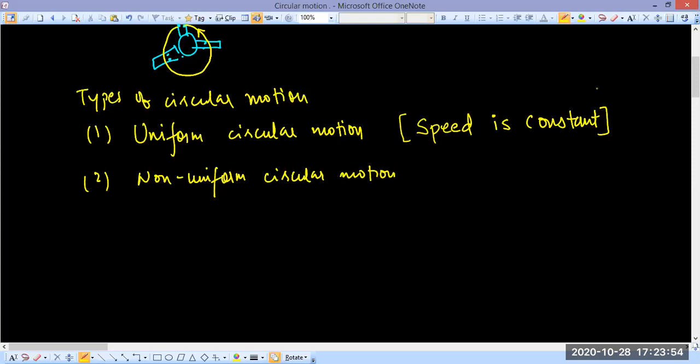Okay, I don't mean velocity. I don't mean distance traveled by time taken. Right? I mean speed, instantaneous speed. And here, speed is not constant. It looks simple. Okay, right?